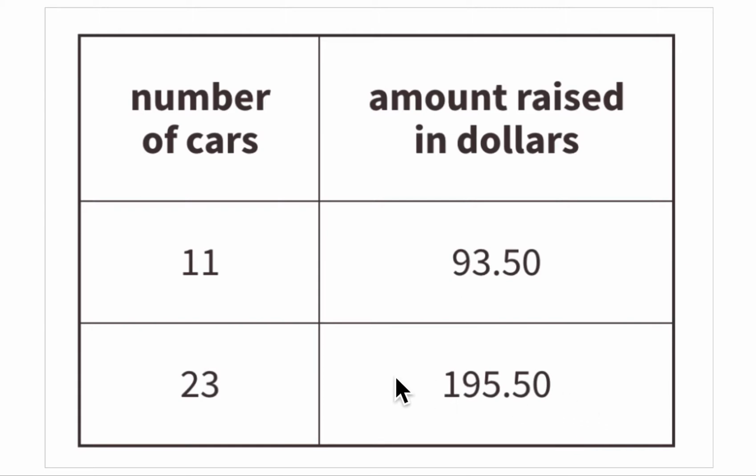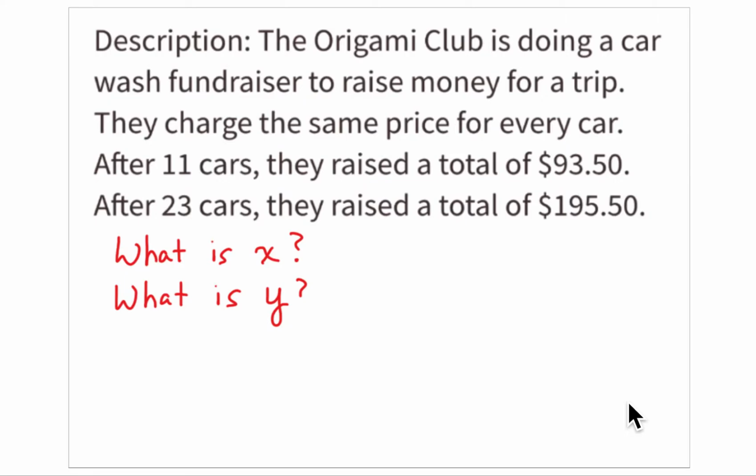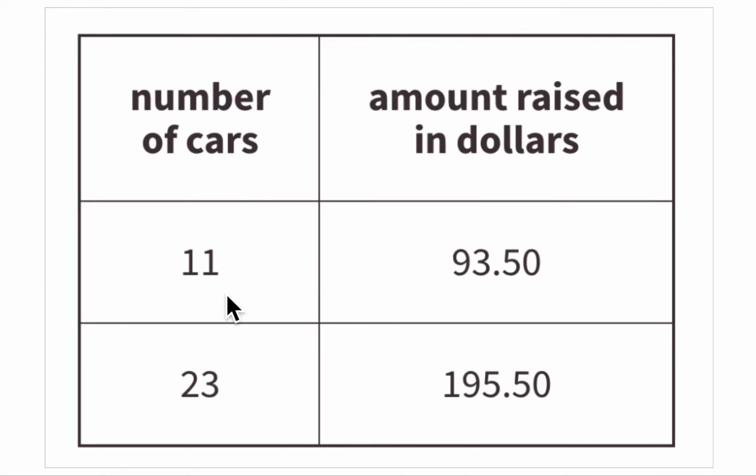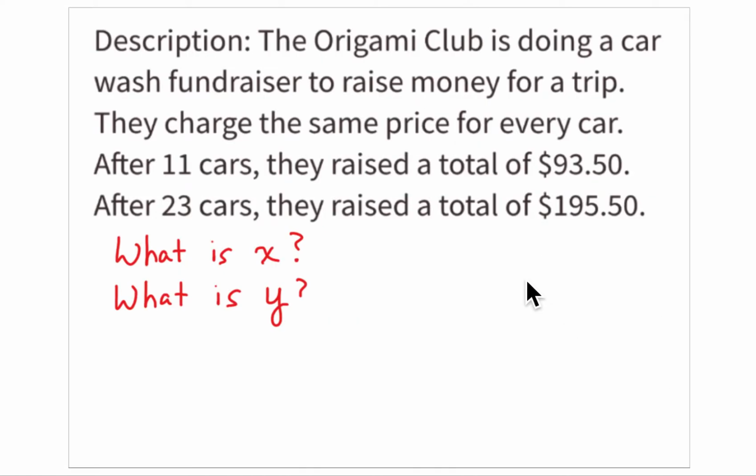$195.50. And you can switch them around. You can call this the x values and this the y values, depending on the situation. But most of the time, the x values are going to be on the left, the y values are going to be on the right. So what is x and what is y? Well, we just said that. So the number of cars is going to be along the x-axis. The amount of money raised is going to be along the y-axis.